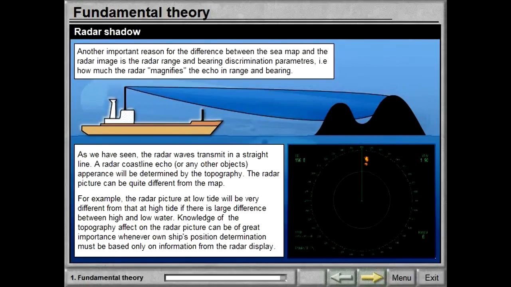Another important reason for the difference between the sea map and the radar image is the radar range and bearing discrimination parameters. That is, how much the radar magnifies the echo in range and bearing.